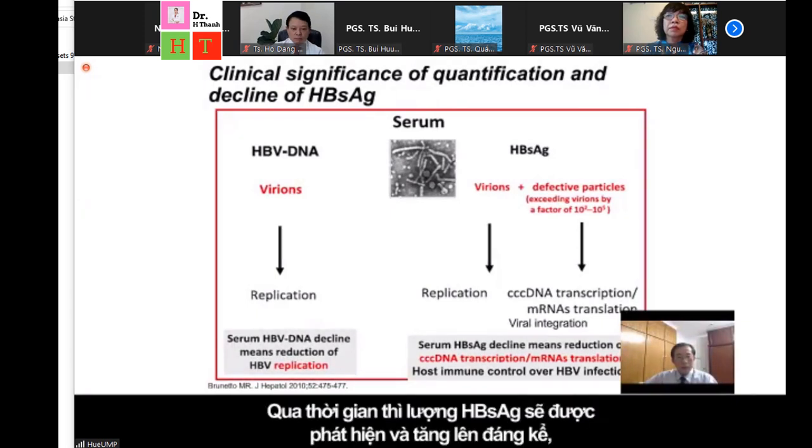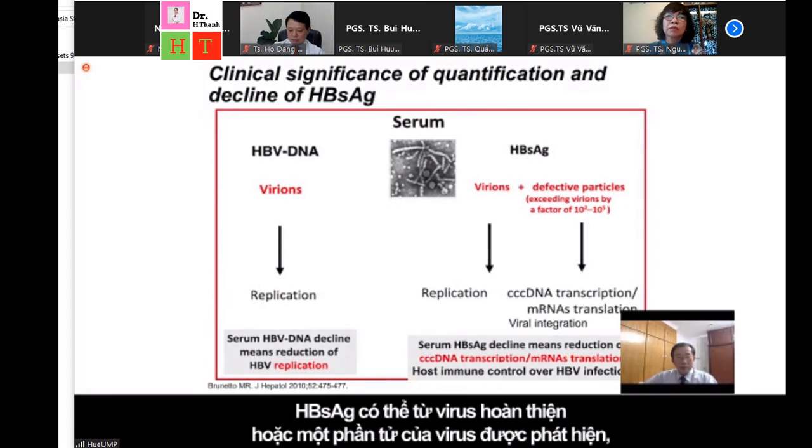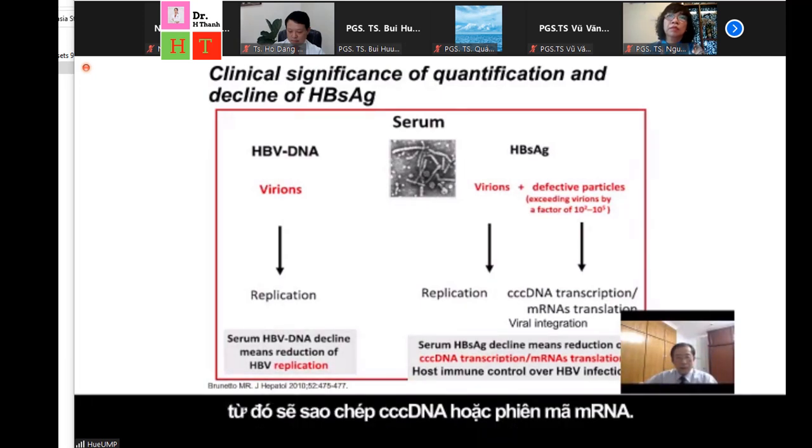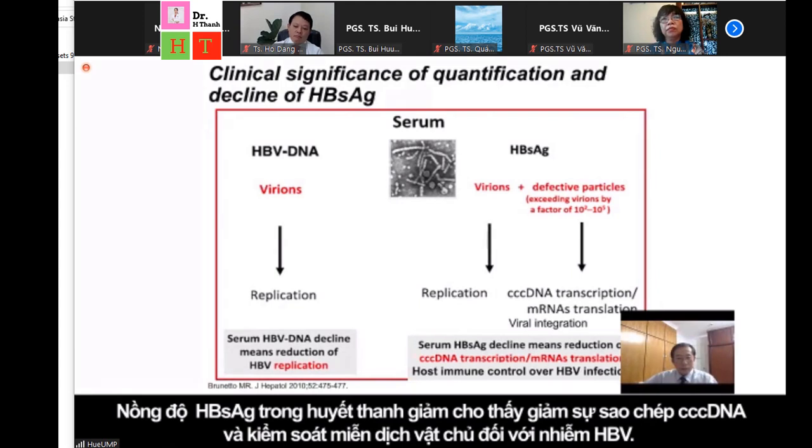In recent years, the clinical significance of quantitative hepatitis B surface antigen has been increasingly recognized. And the hepatitis B surface antigens can be from the complete infectious virions or from the defective subviral particles. And it is from the cccDNA transcription or messenger RNA translation, as well as from the integrated HPV DNA genome. So the serum HBsAg decline means the reduction of cccDNA transcriptional activity and also reflects the host immune control over HPV infection.